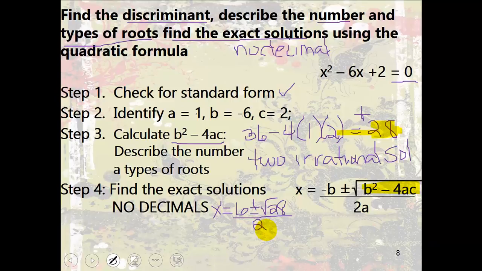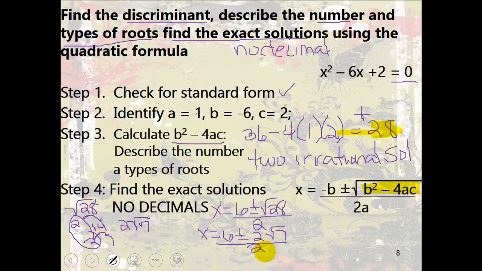I'm going to go over here and just find the square root of 28 by prime factorization. That's 2 and 14 and 2 and 7. So I'm going to take out a pair of 2's as a single, and then under the radical stays the 7. So this becomes x equals 6 plus or minus 2 root 7 over 2.